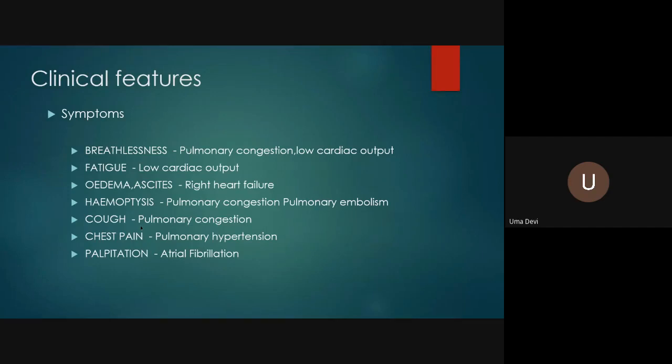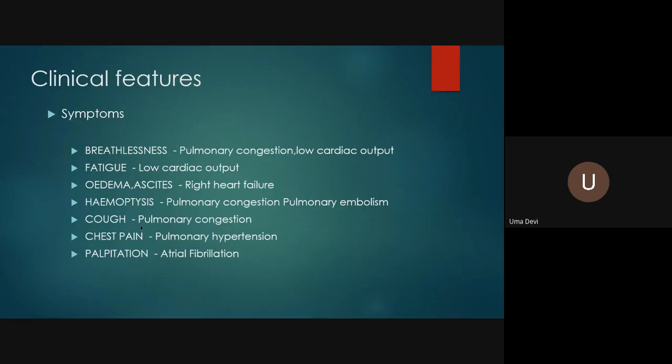Now, why does breathlessness occur? Breathlessness on exertion is one of the first few symptoms, along with easy fatigability. Breathlessness is due to, one, pulmonary congestion and, two, low cardiac output. Initially, according to the New York Heart Association classification, it will be grade 1 breathlessness, which slowly progresses and may become grade 4 breathlessness.